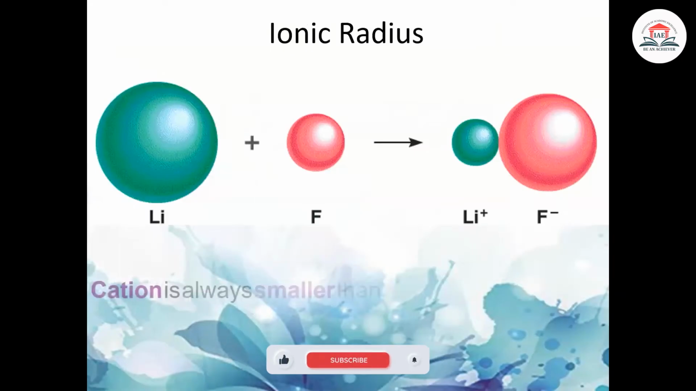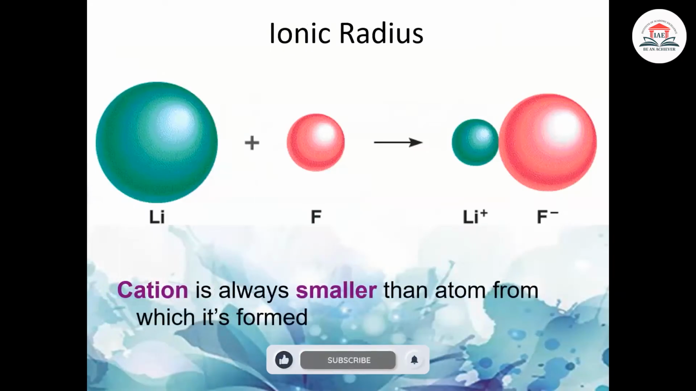Next is ionic radius. We know that a cation is always smaller than its parent atom. Why so? When a cation is generated, it loses one or more electrons. So the effective nuclear charge increases, which reduces the size of the cation.